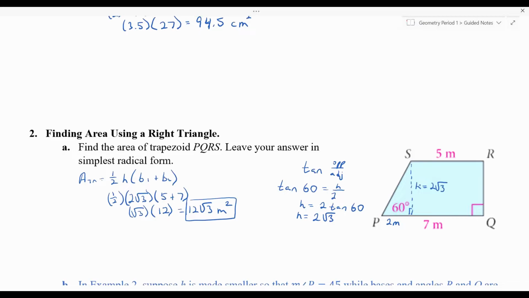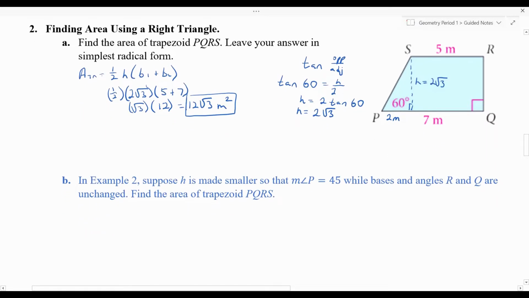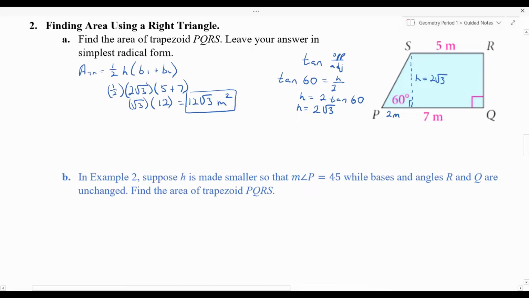Alright? Part B is yours to do. So I'm gonna move this example right over here so everything is on screen. So in example 2, suppose h is made smaller so that the measurement of angle P equals 45 degrees, while bases and angles R and Q are unchanged. Find the area of trapezoid PQRS. Have at it. See if you can get it.